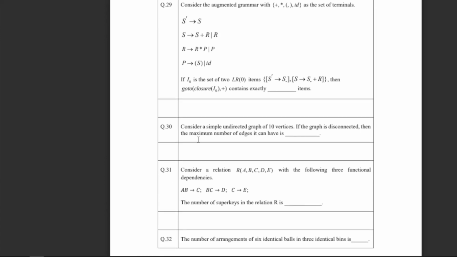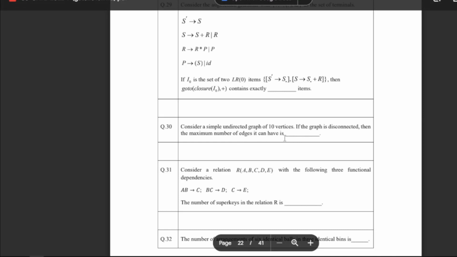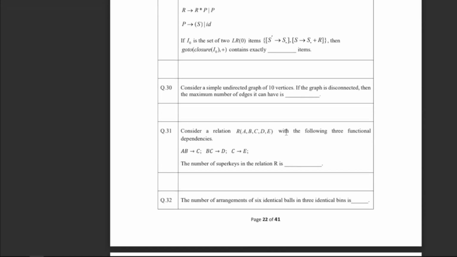Now 30 is: consider a simple undirected graph of 10 vertices, right? If the graph is disconnected, then the maximum number of edges it can have is 36, right? So here you can apply the formula. You can find it or do it by yourself as well, and you will definitely get the value 36.